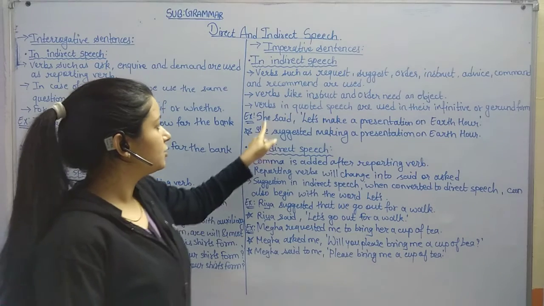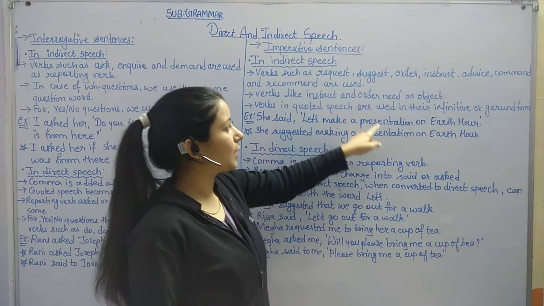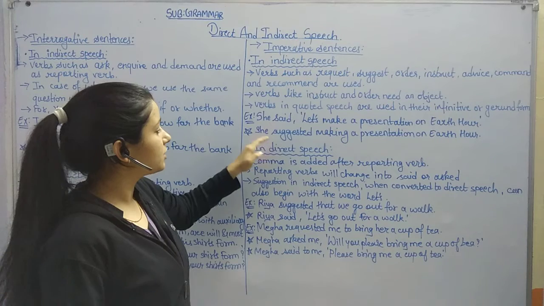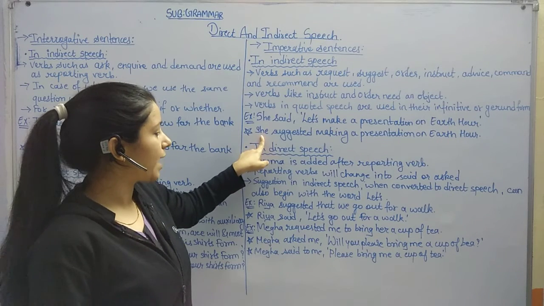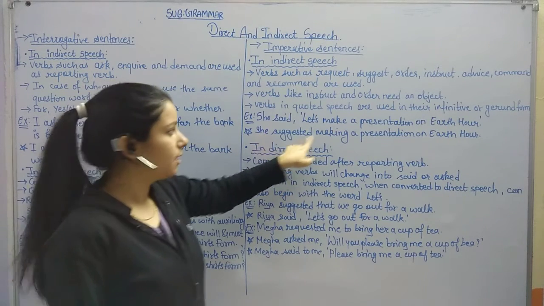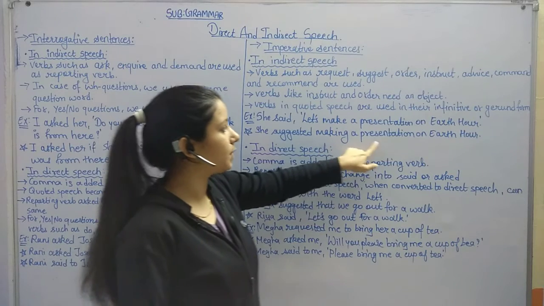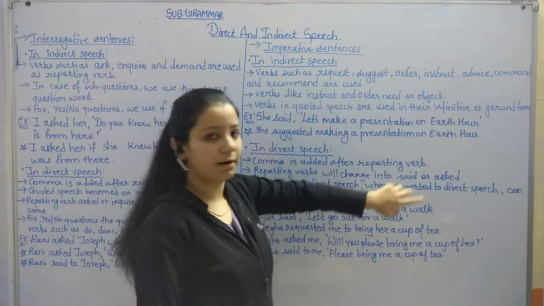For example, she said, let's make a presentation on Earth hour. While changing into indirect speech, we will write she suggested making. We have written the gerund form of the verb, making a presentation on Earth hour.